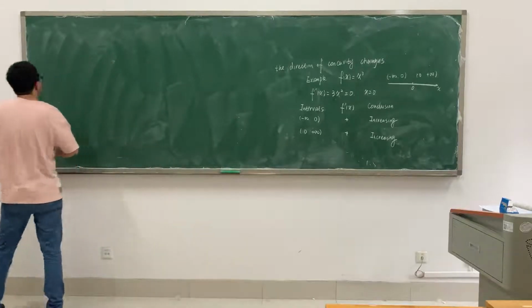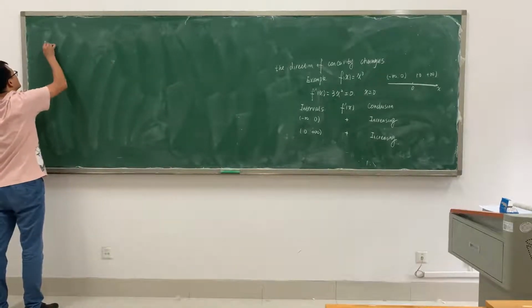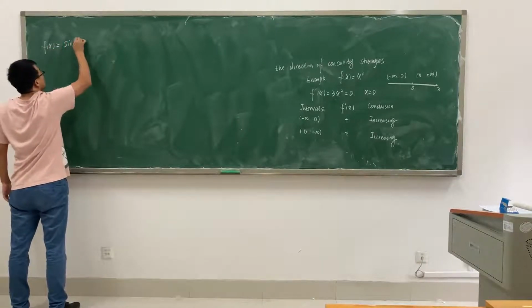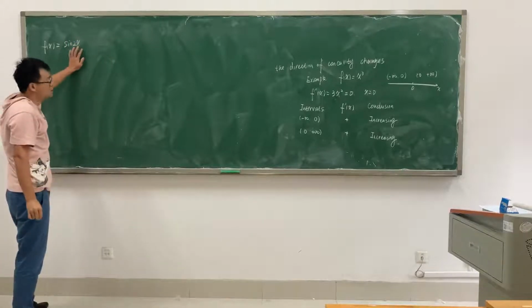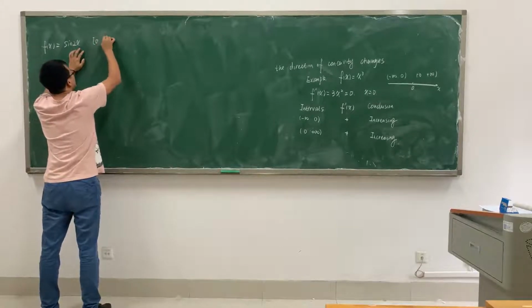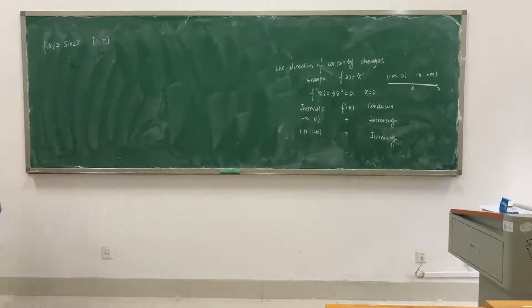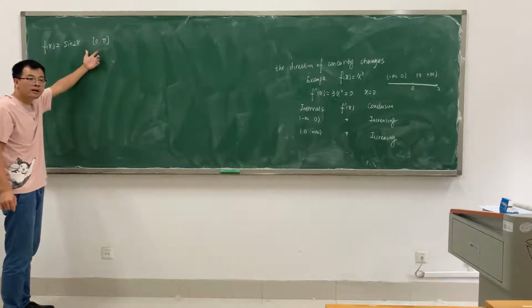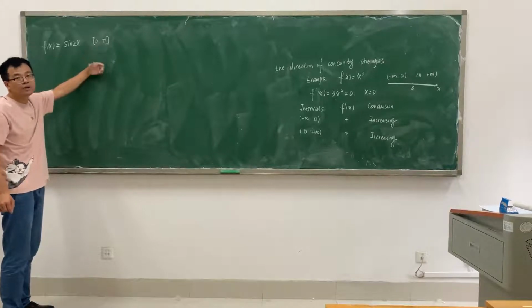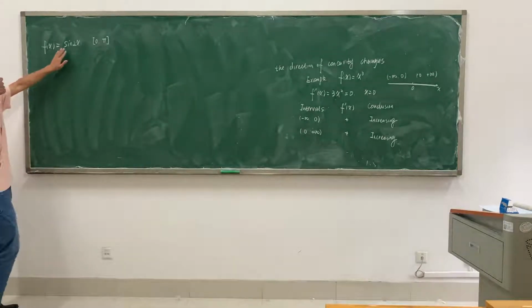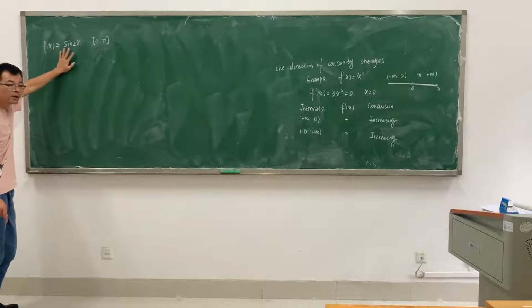Now let's see this example. For this example, f(x) equals sin 2x in the interval 0 to pi. In this interval, we need to find the increasing interval, decreasing interval, concave up and concave down intervals, and the inflection point. Actually, we can plot the graph.